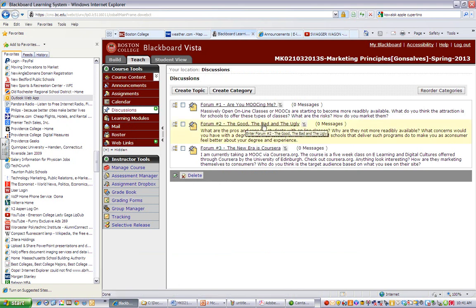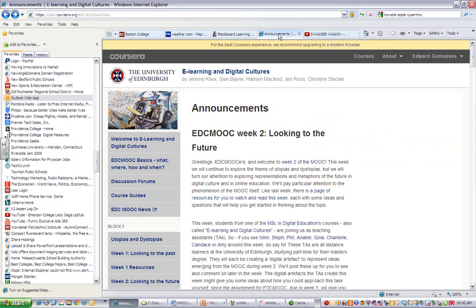The second one is talking about the pros and cons of online classes, what consumers want and what they're looking for. The third one gives you a specific version of a MOOC. And I'm actually taking one right now. It's a class offered by the University of Edinburgh, in Scotland. You can go ahead and look at that. Here's the class that I'm taking. It's on e-learning and digital cultures. We're in week 2 of a 5-week course, and it has different discussion forums, just like what we have and what you guys will hopefully be using over the course of the next few days.